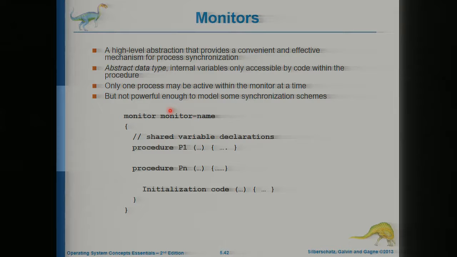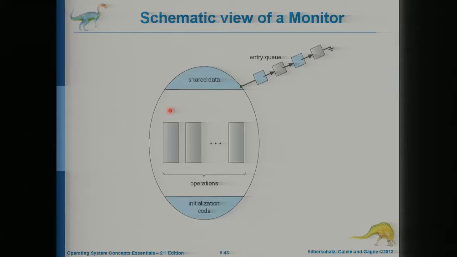If any process wants to execute these procedures, only one process can be present in this monitor. Two processes cannot execute two procedures here. Only one procedure can be executed at a time. Once one process starts executing a procedure, the other processes have to wait until this process finishes the procedure execution.